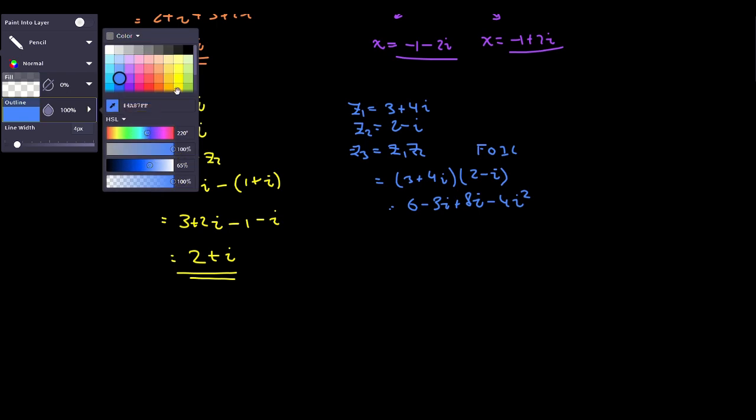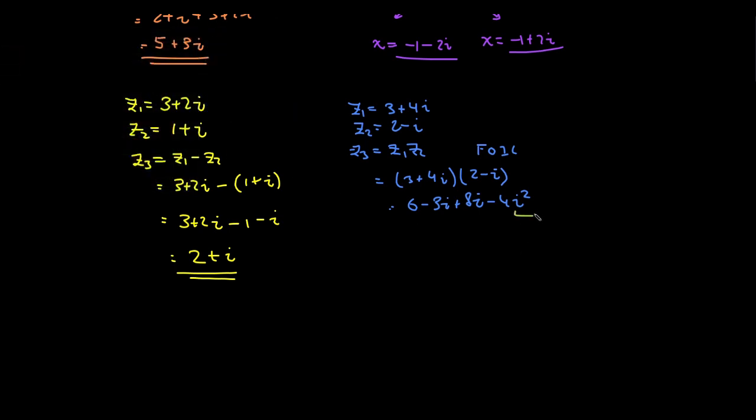And now there's the thing to notice, because here we have an i squared, and we know by definition that i squared is equal to -1. So we can just substitute in -1. So that'll give me -3i plus 8i minus 4 times -1. And so now it's just an exercise in adding real and imaginary parts together, right? This will become just plus 4, so 6 plus 4 is 10... -3i plus 8i, that's going to be 5i, like that. So multiplying two complex numbers together gives just another complex number.